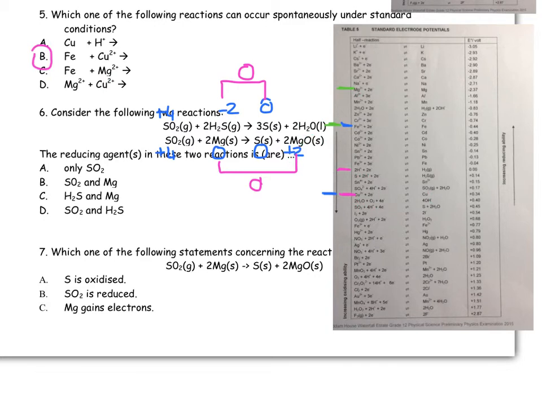So where did oxidation take place? Because remember, a reducing agent underwent oxidation. So it has gone from -2 to 0, and here from 0 to +2. So what were my two reducing agents? The hydrogen sulfide and the magnesium.